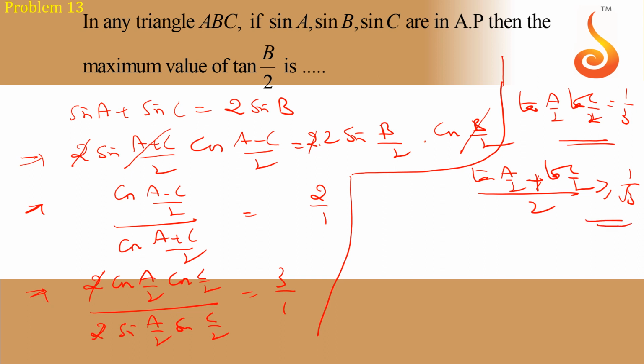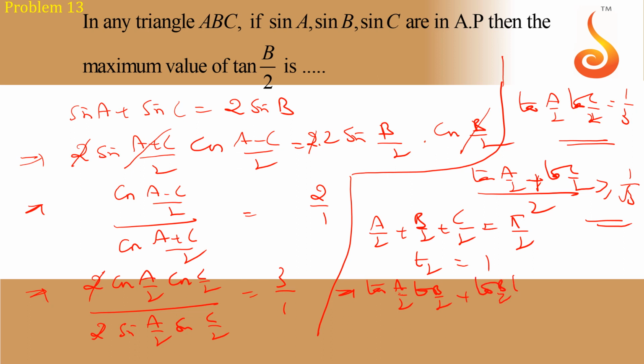Keep this aside. Then we have A/2 + B/2 + C/2 = π/2, because in a triangle the sum of the three angles is 180 degrees. Then I can say T2 will be equal to 1. So what is T2? T2 means tan(A/2)tan(B/2) + tan(B/2)tan(C/2) + tan(C/2)tan(A/2), which is equal to 1/3.